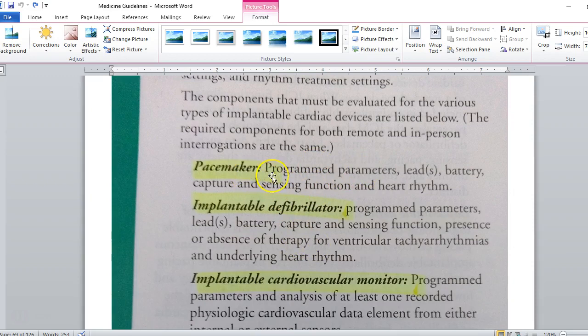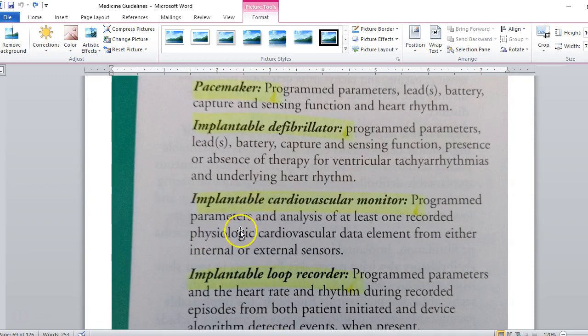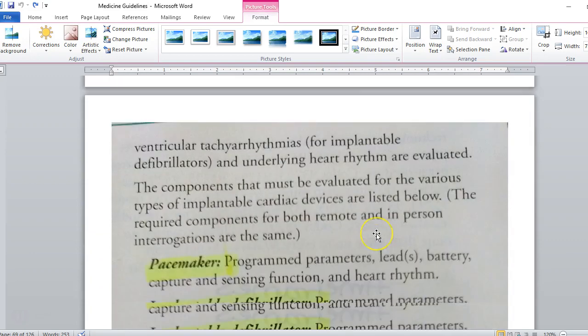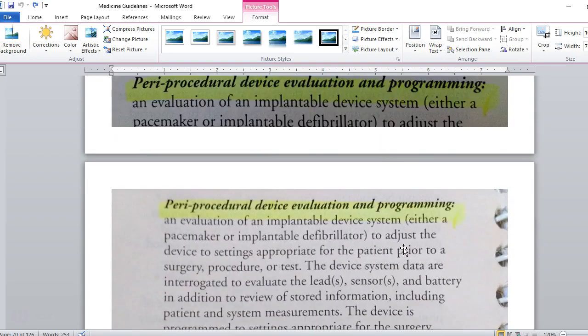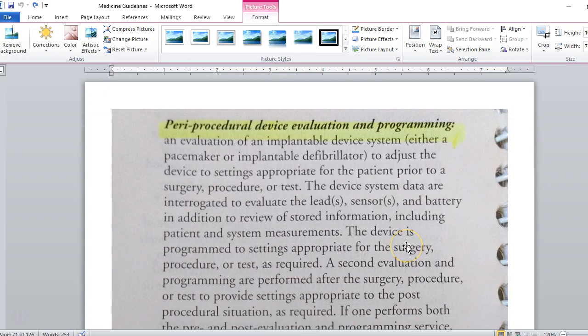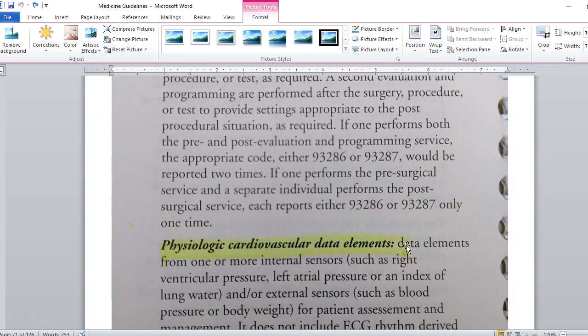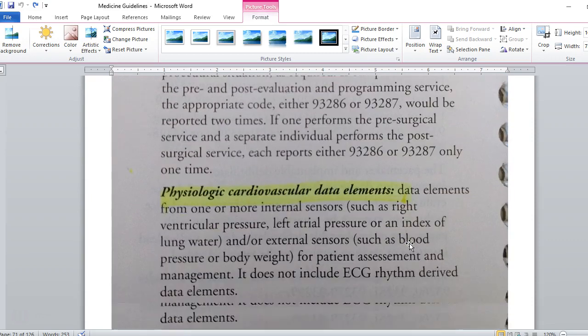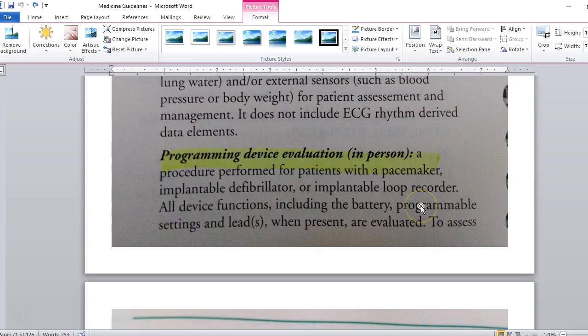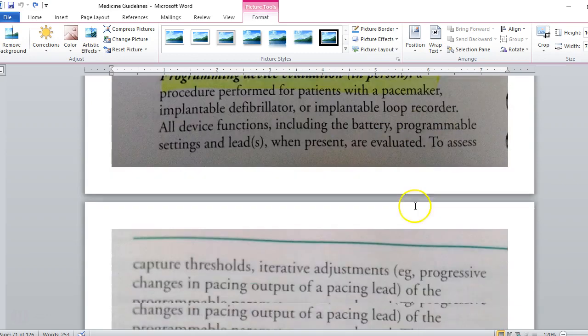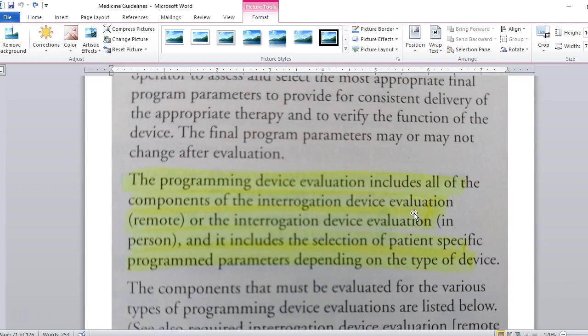Again, it goes into the differences between the pacemaker, the implantable defibrillator, cardiovascular monitor. Again, these are the components of what they do. It then goes on to talk about the interrogation device and what these can do from remote interrogation devices. It then goes into the peri-procedural device evaluation and programming. So again, what do we do when we are doing an implantation or a revision? Again, what are the physiologic cardiovascular data elements that the doctor's getting? The in-person device evaluation, again, is physically seeing somebody.